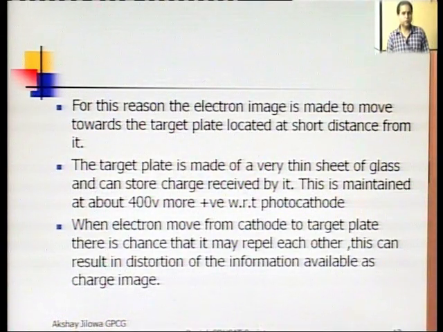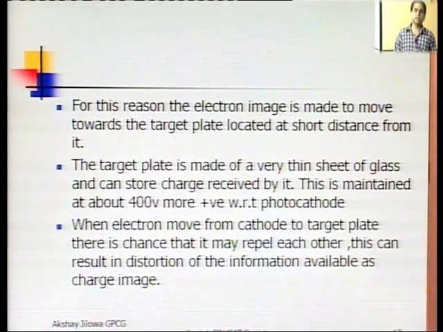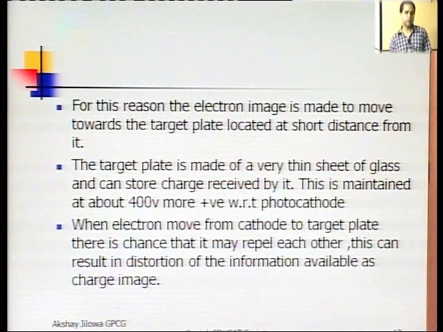When electrons move from cathode to target plate, there is a chance that they may repel each other. This can result in distortion of information available as the charge image. So, this is something which has to be taken care of: when electrons move from cathode to target plate, there is a chance that they may repel each other due to the same charge, because they are negatively charged particles, and this can result in distortion of information available in the charge image.